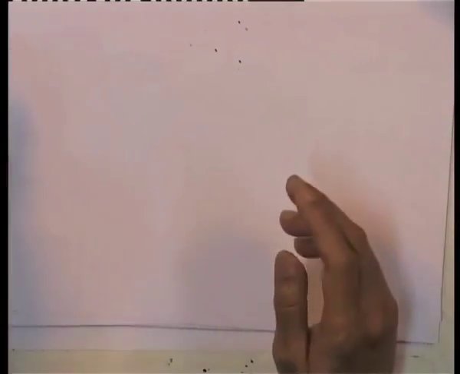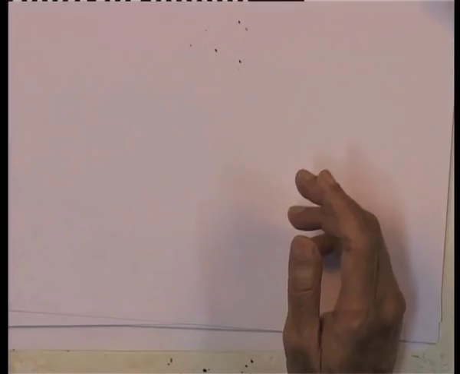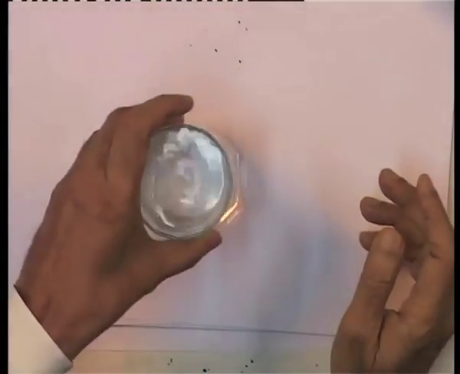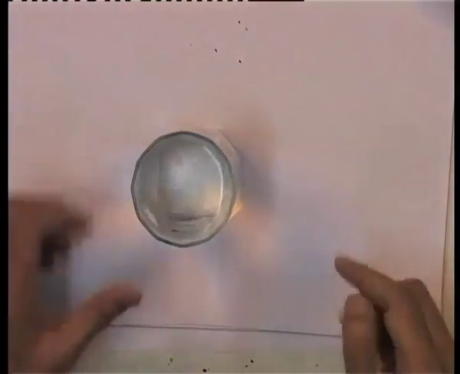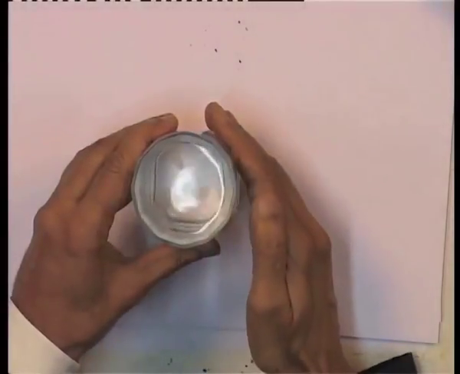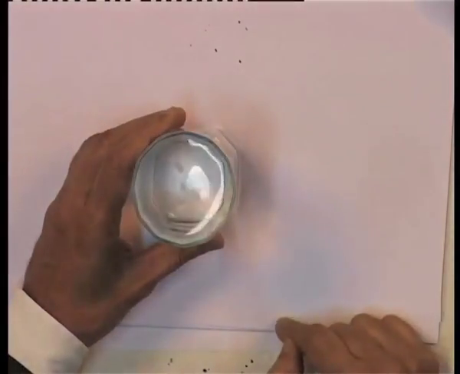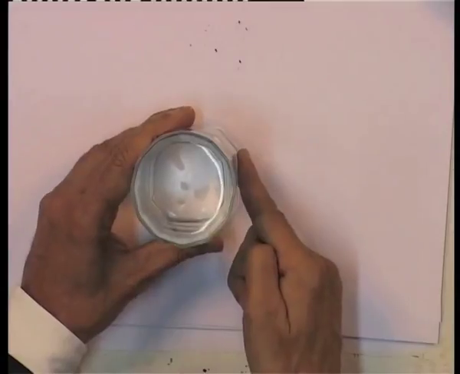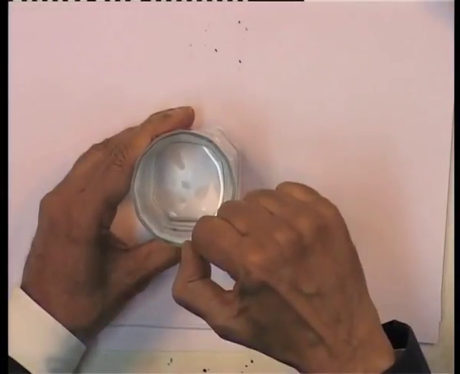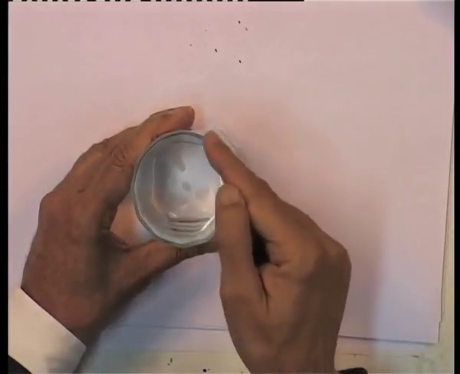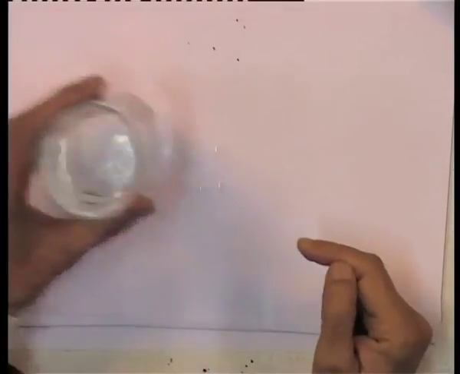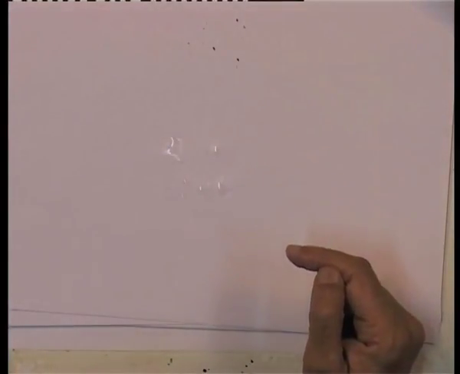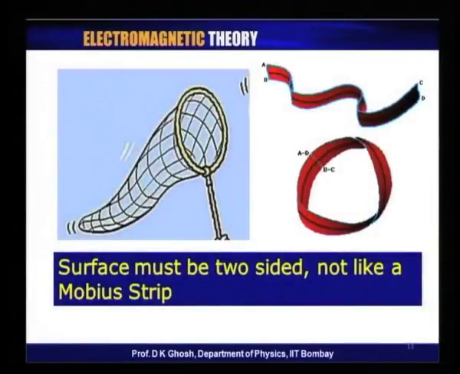This is true of, for example, if I take this glass. At this moment there is water in it, but this is the outside surface and there is an inside surface of the glass. If I want to go from the outside to the inside, I will need to cross this rim, I will need to cross the edge.